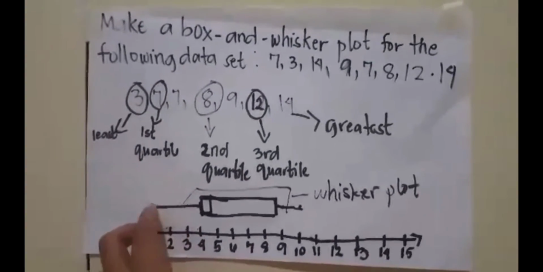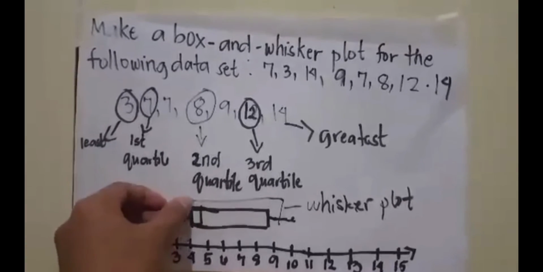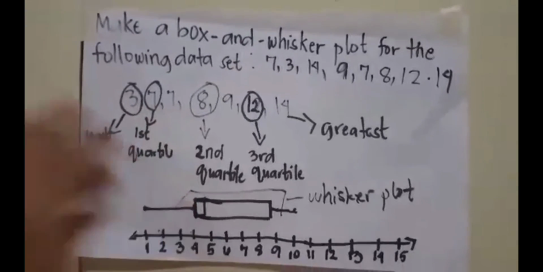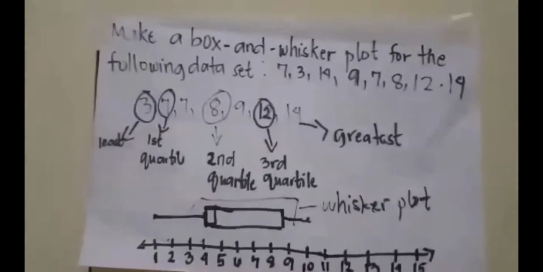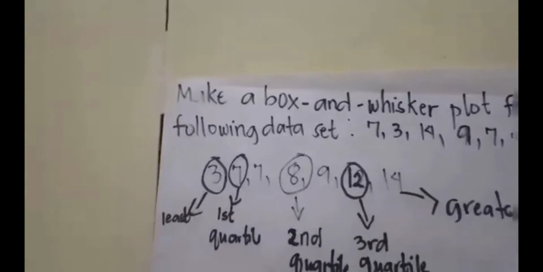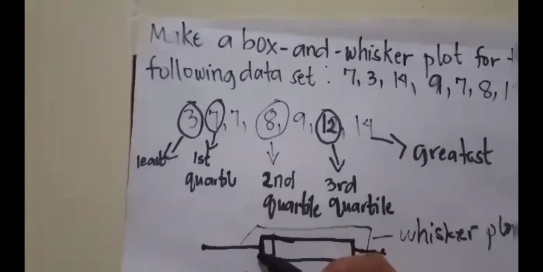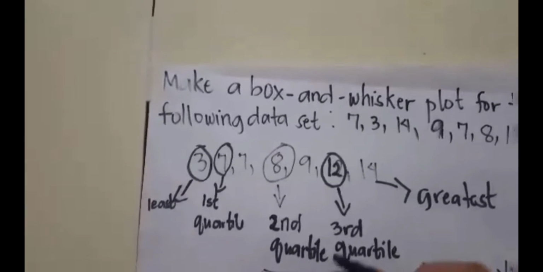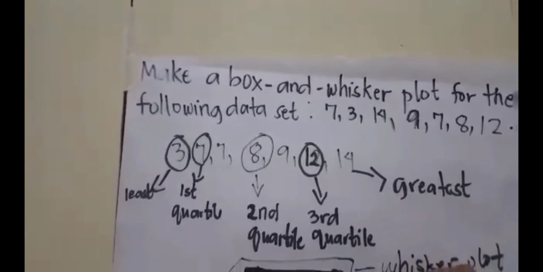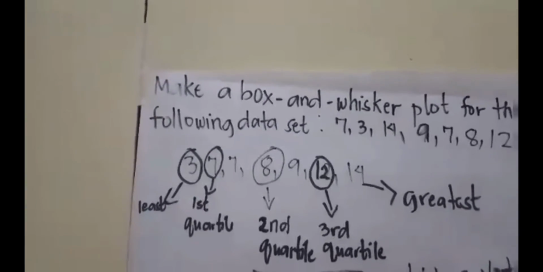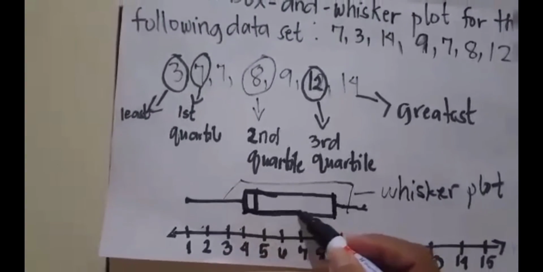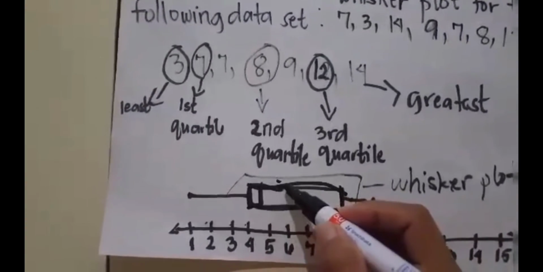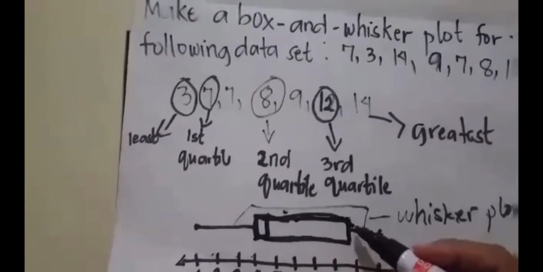Pagkatapos ma-arrange lahat, gagawa ka ng box. Unang guhit dito is yung first quartile, which is number 7. Ganito yan siya. Wait lang. Number 7 here. Then second quartile is number 8. Then next, third quartile is number 12. Like that. After that, i-connect mo yan siya. Connect. Ganyan. This is how to make a box na. Then, like that.